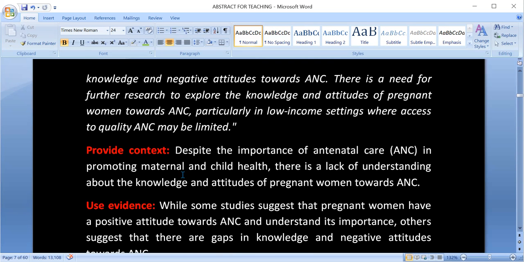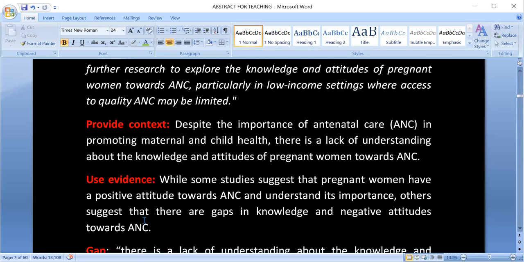Okay. Now let us dissect this thing that's written based on the characteristics of a well-written statement of the problem. One, it provided the context, and the context is, despite the importance of antenatal care in promoting maternal and child health, there is a lack of understanding about the knowledge and attitude of pregnant women towards ANC. It also used evidence in the example above.